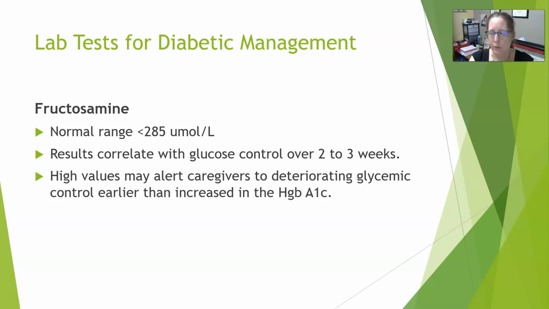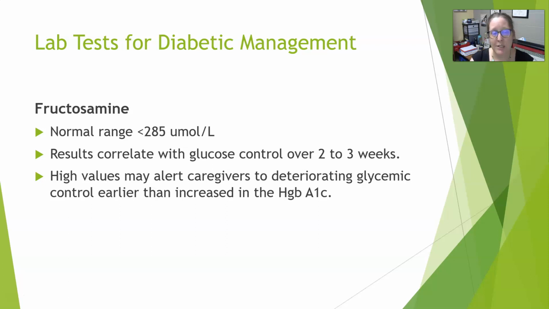The glucose part we can use and metabolize for energy right away. The fructose, the liver has to handle it and modify it so that it can be used for energy. And so fructose is absorbed and floats around in our blood and can also tag on to proteins. In the fructosamine test, the results correlate with glucose control only over 2 to 3 weeks. So the advantage is you could pick up on deteriorating glycemic control earlier than with the hemoglobin A1c.